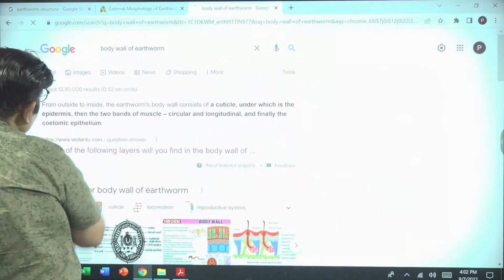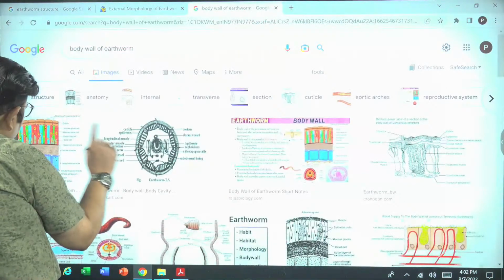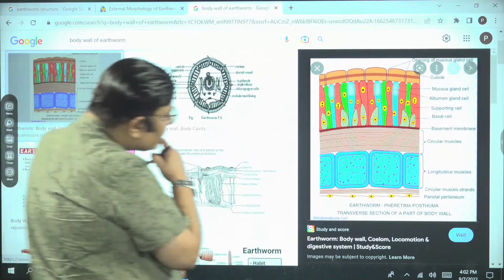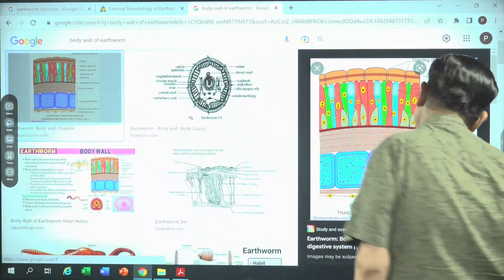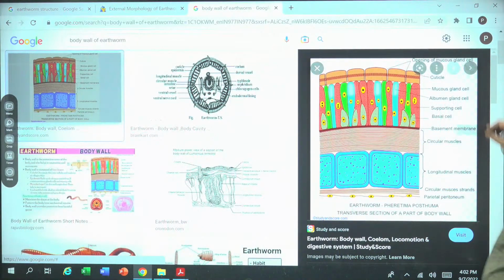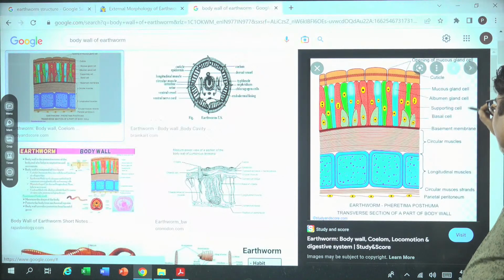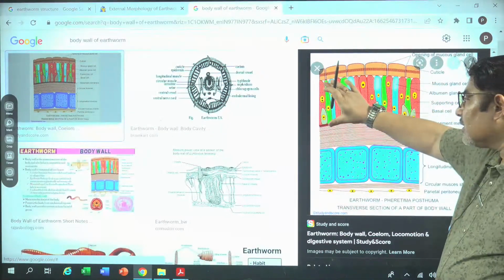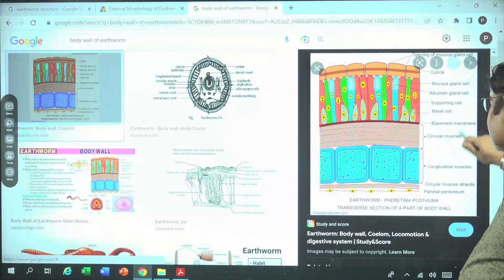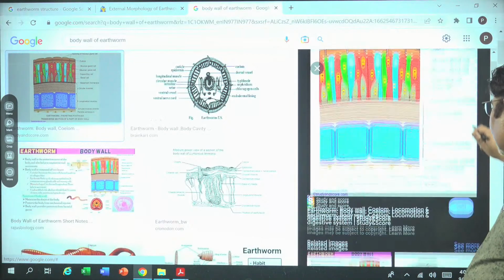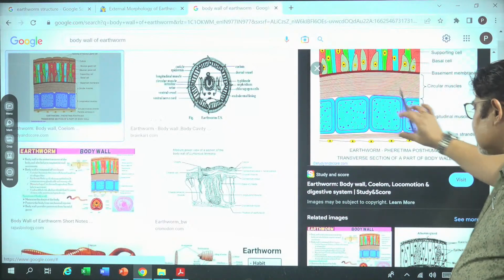There is a non-cellular cuticle, then columnar epithelial cells are there. You can see these are the glandular cells. So the cuticle is non-cellular, then these are the mucus gland cells, albumin gland cells, supporting cells, and the basal cells. Just remember, these are the columnar epithelial cells. Then circular muscles, and then you have the longitudinal muscles.